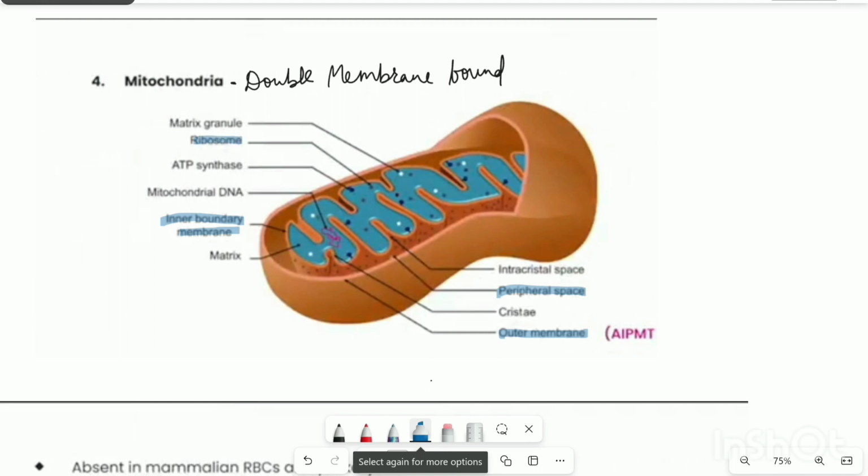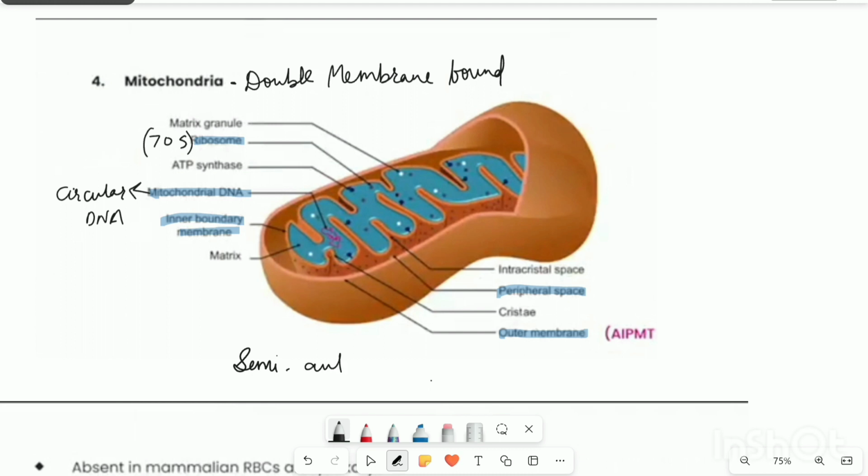Here the ribosome is of 70S. And here is the mitochondrial DNA. Here the DNA is circular DNA. In mitochondria, there is circular DNA. And we can say mitochondria is a semi-autonomous cell organelle.